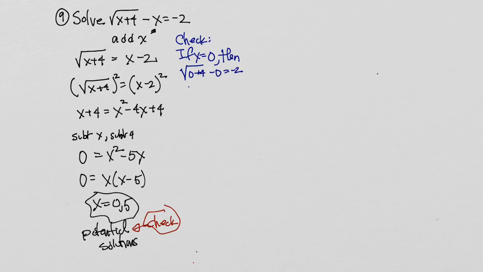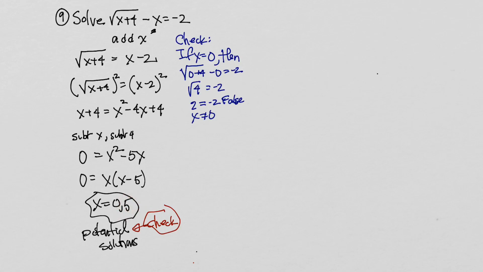This will give us square root of 4 equals negative 2. Square root of 4 is 2, so 2 equals negative 2. That's false, so this doesn't work. So we know that x cannot be 0. So let's go on to our other value, 5.